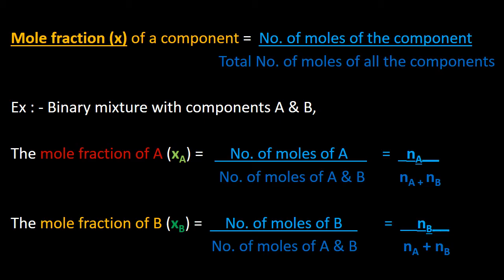The mole fraction of A, that is XA, is equal to the number of moles of A divided by the number of moles of A and B, that is equal to Na divided by Na plus Nb. The mole fraction of B can be calculated as follows. The mole fraction of B, that is Xb, is equal to the number of moles of B divided by the number of moles of A and B, that is equal to Nb divided by Na plus Nb.